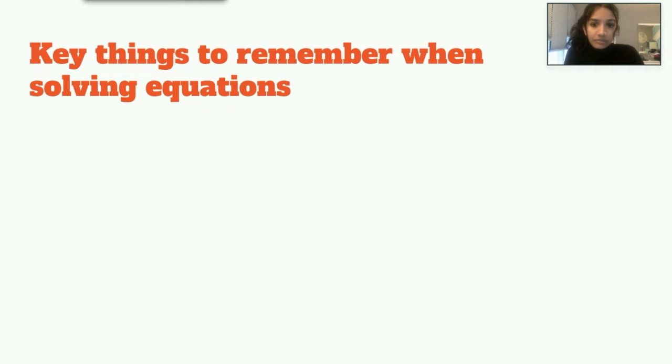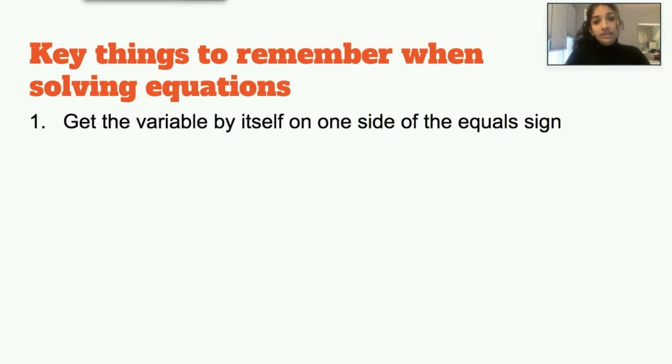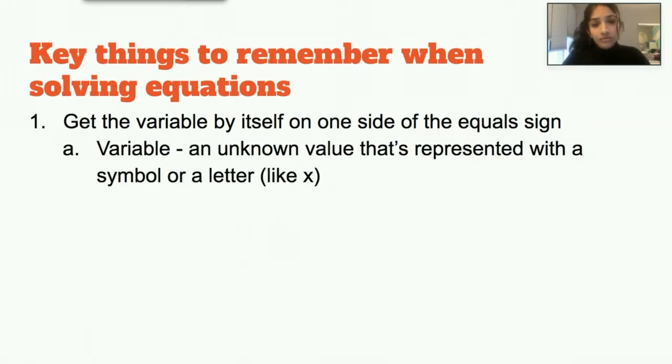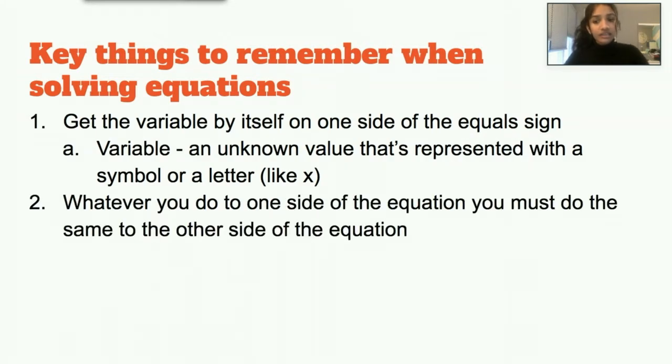There are a few key things to remember when you're solving equations. The first thing is to isolate the variable, or try to get the variable by itself on one side of the equal sign. If you don't know what a variable is, it's an unknown value that's represented with a symbol or a letter, like X, Y, Z, ABC, anything. The second thing to remember is whatever you do to one side of the equation, you have to do to the other side of the equation. For example, if you're adding on one side, you have to add to the other. You can't multiply or subtract on the other. Whatever you do to one side, you do to the other side.